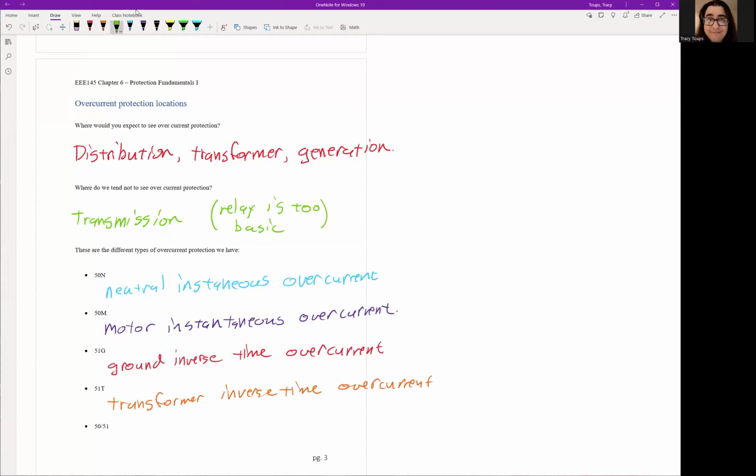And then we talked about before, 50-51 is what we call a combination relay. I call it a combo relay. I'll put combo in quotes because that's not the actual technical term. Not everybody's familiar with that. Okay. So instantaneous, neutral, motor, ground, transformer, combo. Yep. And there's many more. These tend to be the more popular ones you'll see depending on what line of work you're going to do.